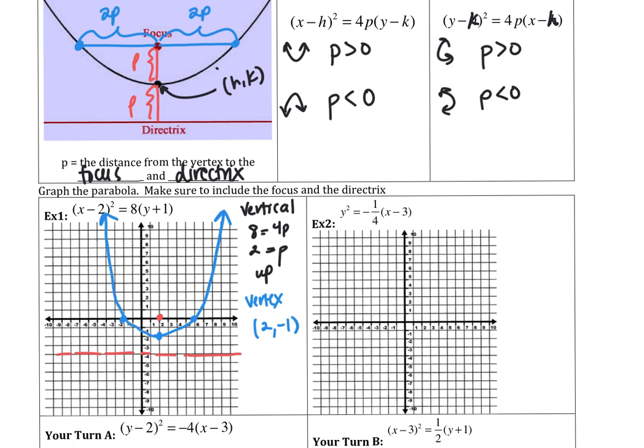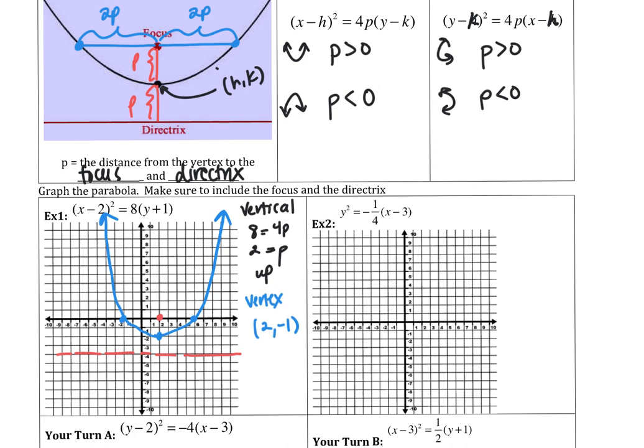We've got our directrix, p units away, our focus, p units away. This is vertical, opening up since p is greater than 0, and then we use the fact that we've got a distance of 2p from focus on either side to the parabola. And that's it.